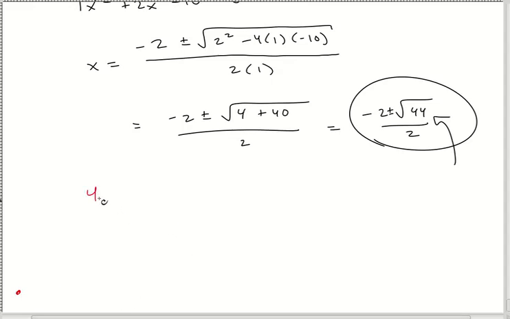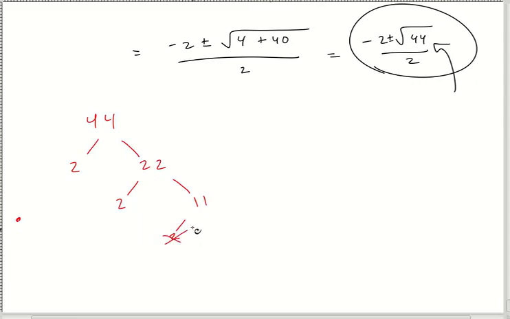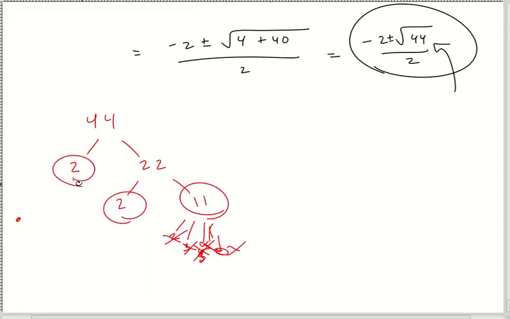This is how I do it. I got 44. I say, is there a 2 in there? Yeah, it's 2 and 22. Okay, is there a 2 in there? Yeah, it's 2 and 11. Is there a 2 in there? No. Is there a 3 in there? No. Is there a 5 in there? No, no, no, no. 11 is prime. So you're done simplifying. These are your prime factors. You can say that 44 is equal to 2 times 2 times 11.